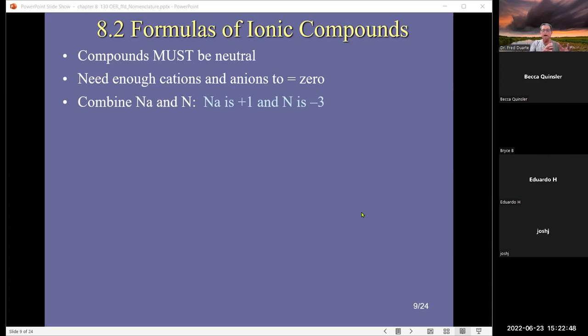For example, combine sodium and nitrogen. Well, to do that, we have to first write them in ionic form. We know sodium has a +1 and the nitrite has a -3, right?